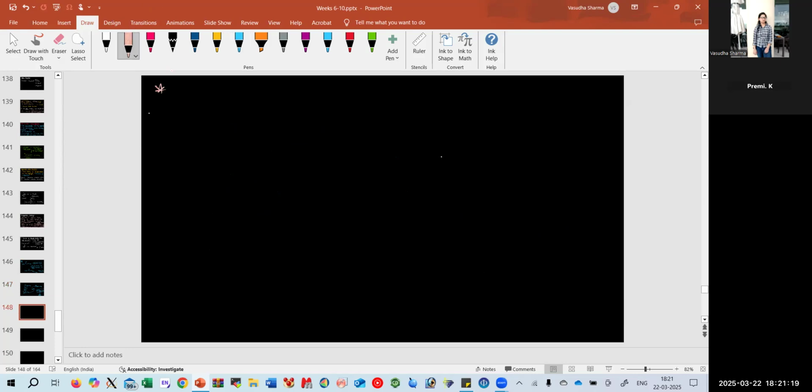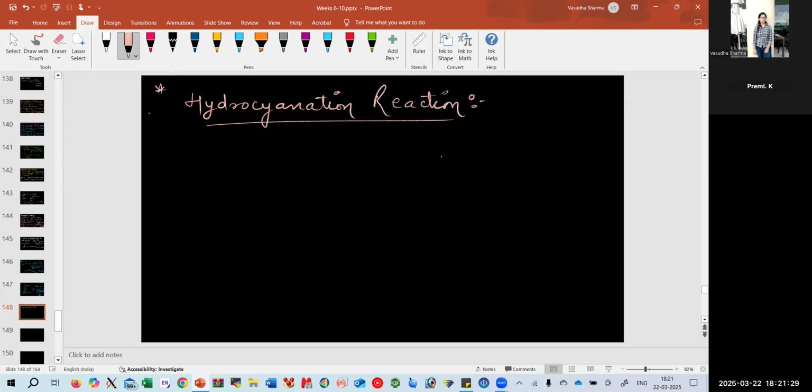Moving ahead, the next coupling reaction that we have is the hydrocyanation reaction. So far we have seen the coupling reactions made in presence of boron organyls, boronic acids, tin organyls. We saw in presence of copper iodide. Now here, this is basically a coupling reaction, CC coupling reaction.